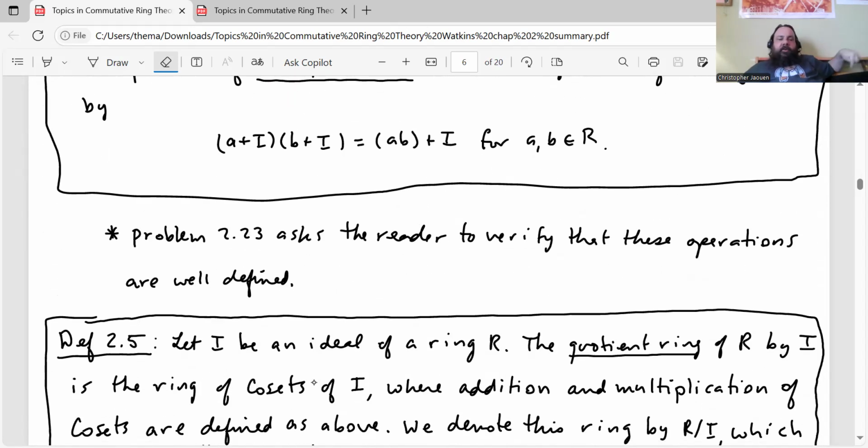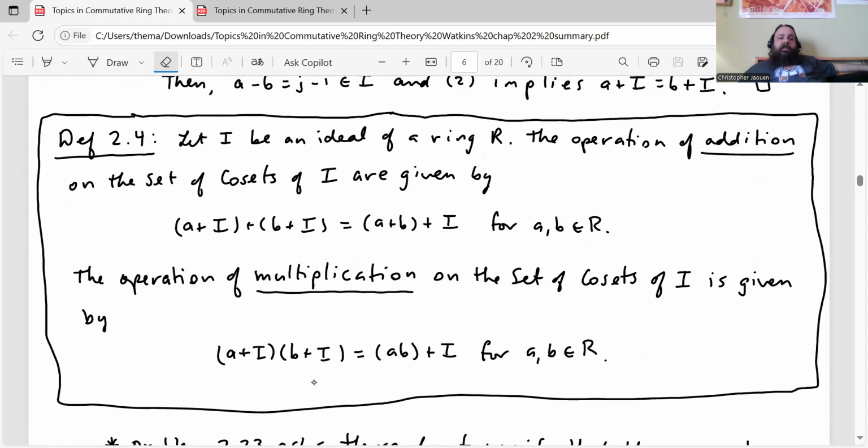Problem 223 in the exercise set for chapter 2 asks the reader to verify that these operations are well defined. So that's something that we need to verify in order for these operations to really make sense. But we'll do that in the exercise set, so I'm not going to do that here.